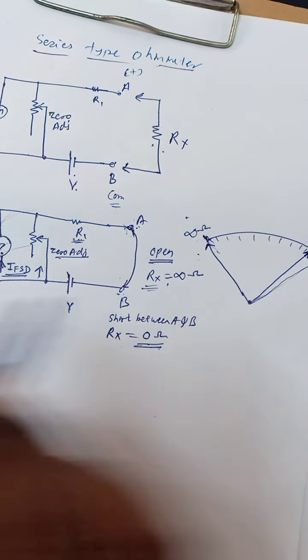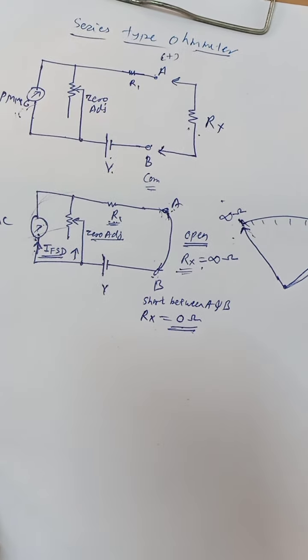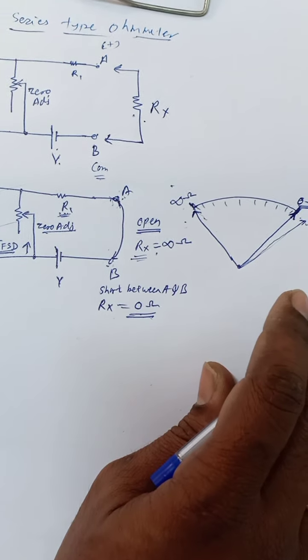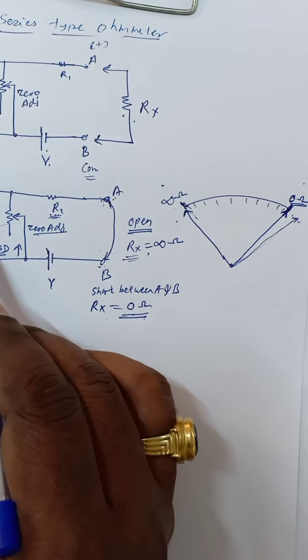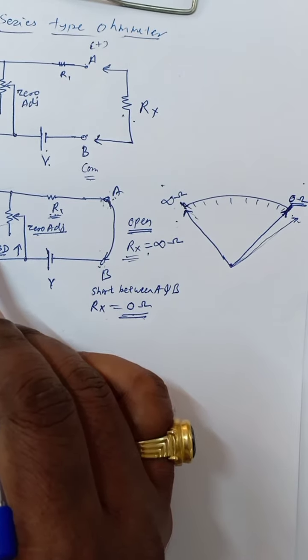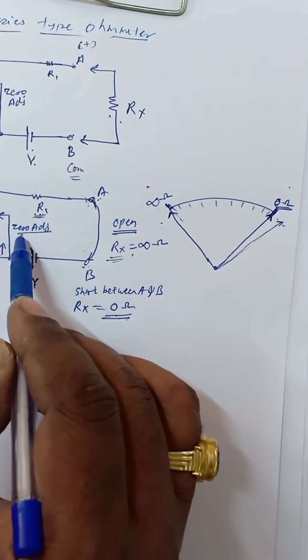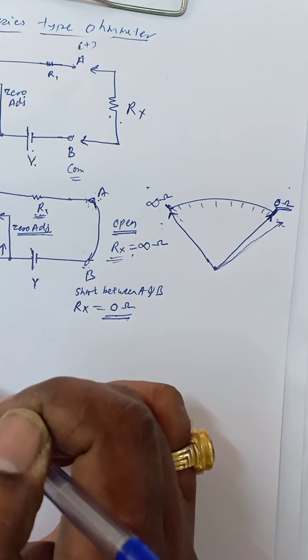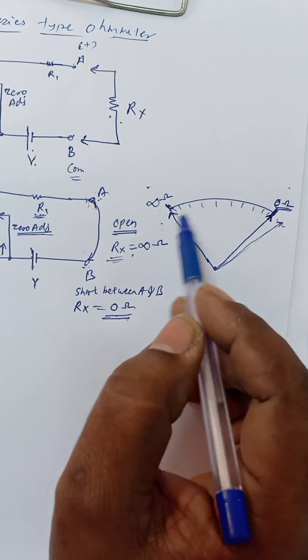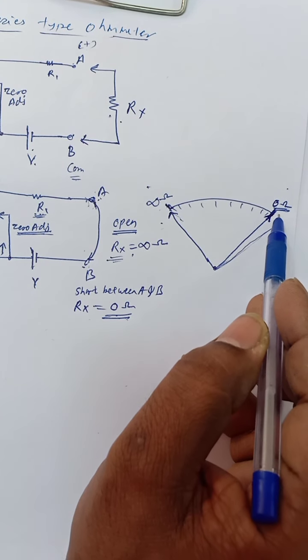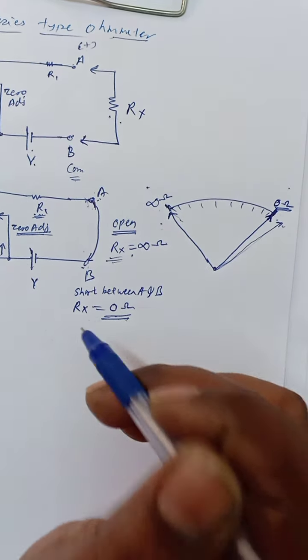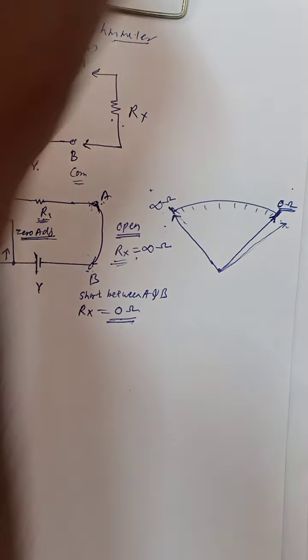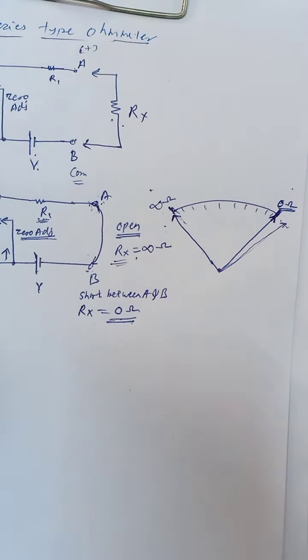Again, this is nothing but a series type ohm meter. The key points that you have to remember here are that the PMMC, voltage source and the unknown resistor are connected in series. We are going to use zero adjustment. Then the 0 is on the right hand side and infinity on the left hand side. So these are the key points that you should remember.